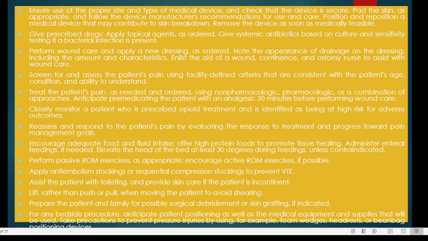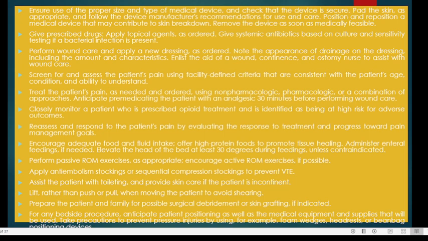Give prescribed drugs, apply the topical agents as ordered, give systemic antibiotics based on the culture and sensitivity testing if bacterial infection is present. We need to perform wound care and apply a new dressing as ordered so that we note the appearance of the drainage on the dressing, including the amount and characteristics. Elicit the aid of a wound, incontinence, and ostomy nurse to assist with wound care.